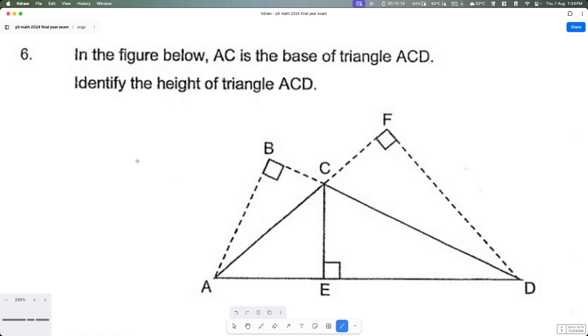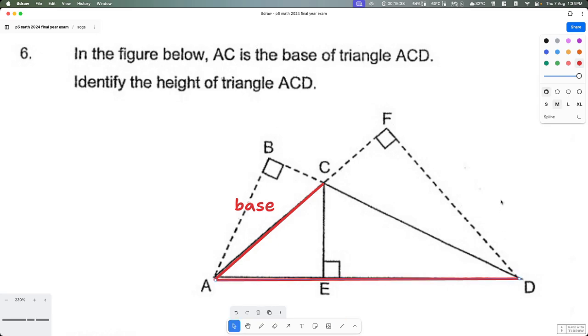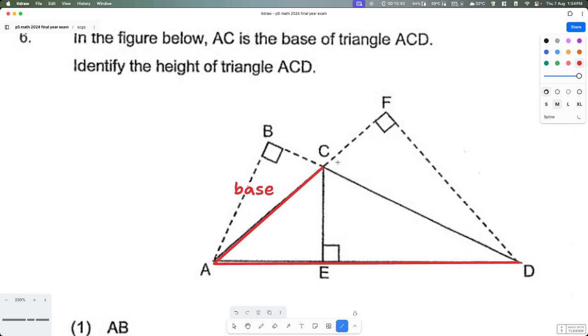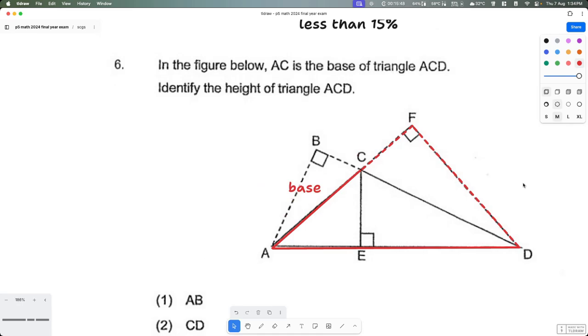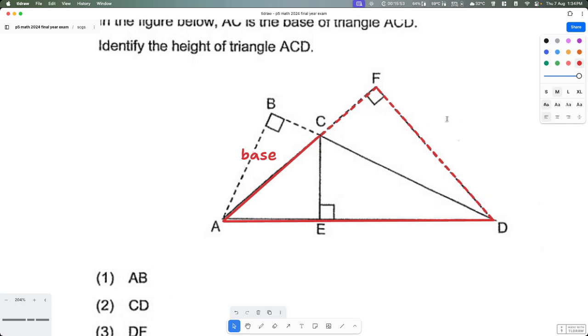Question number 6. In the figure below, AC is the base of the triangle ACD. Okay, so I'm going to draw a line. Make it red. So AC is the base, right? Base of the triangle ACD. So I'm going to draw the other lines, that's what you see over here, and then draw more lines as well. Okay, so at least I can highlight all of this. So you see over here, this is the base. Which one is the height of ACD? So it's actually FD, right?